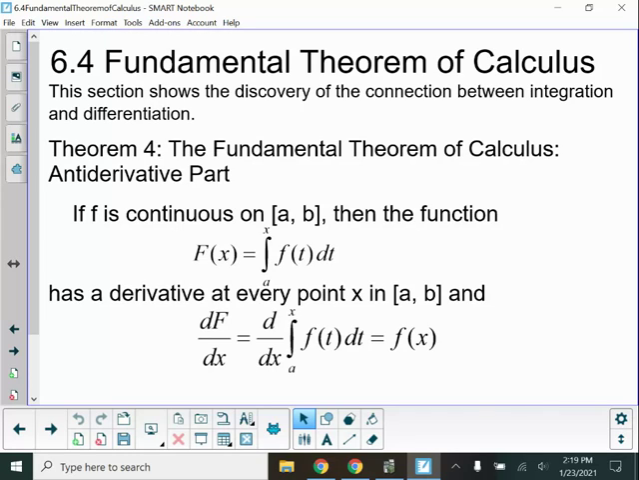With the antiderivative part, if f is some continuous function on a to b, then the function capital F of x, equal to the integral, has a derivative at every point x in a to b, and the derivative of that function is equal to the derivative of the integral, which is just f of x. We're really going to be doing some substituting with this, and I'm sure your book video goes into a deeper explanation. But basically, when you take the derivative of an integral, they undo each other, and you're left with the function that's inside the integral.